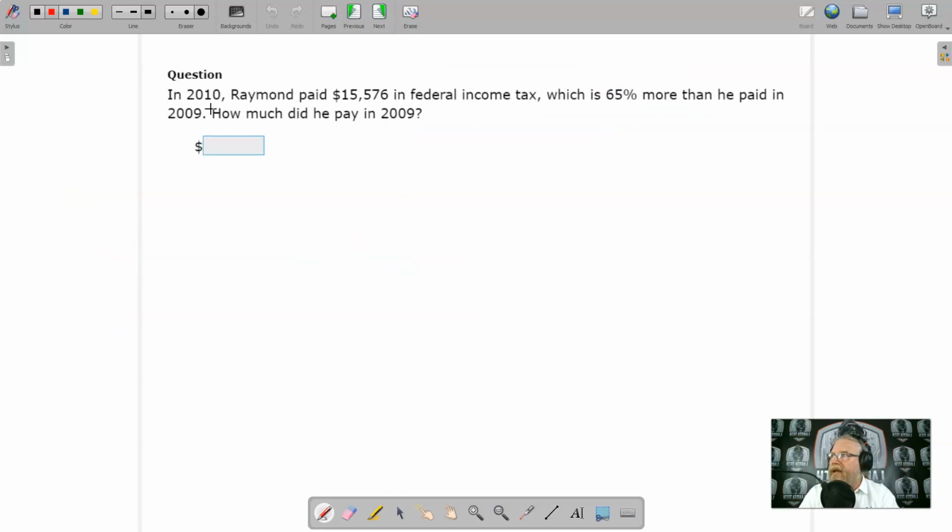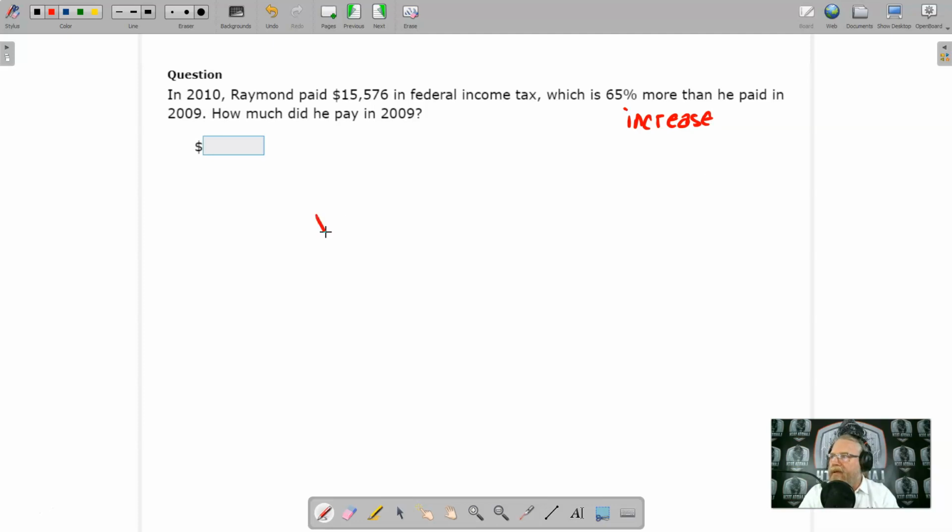So let's go ahead and look at the next question. In 2010, Raymond paid $15,576 in federal income tax, which is 65% more than he paid in 2009. How much did he pay in 2009? So it's more than he paid, so it is an increase situation. Increase, I-N-C-R-E-A-S-E. Math teachers don't know how to spell. We have to do that out loud so it works for us.